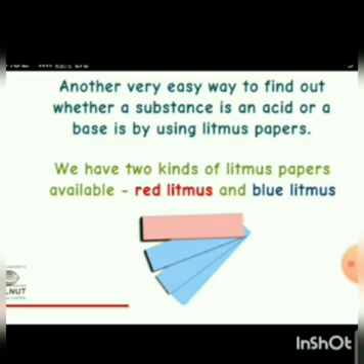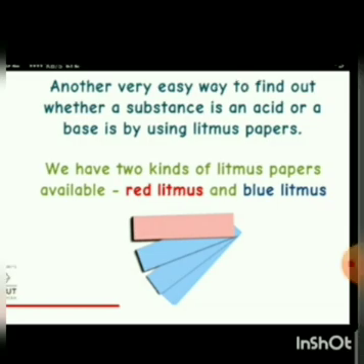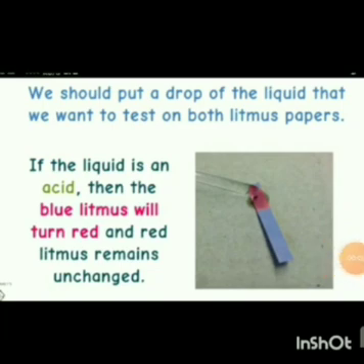Another very easy way to find out whether a substance is acidic or basic is by using litmus paper, which we get in the market. We have two kinds of litmus paper available, red litmus paper and blue litmus paper. We put a drop of the liquid that we want to test on both the red litmus and the blue litmus. If the liquid is acidic, then the blue litmus will turn red. Can you see the blue litmus turns red? So we can identify that the substance is acidic, and the red litmus remains unchanged.